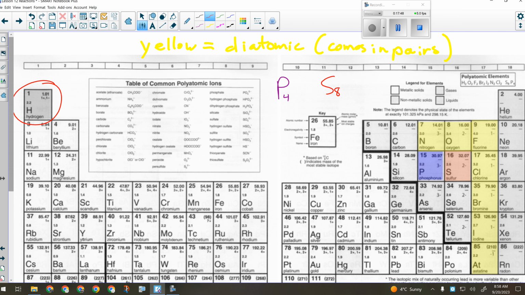So the good news is that they're all together, and they make kind of a 7 over there on the right-hand side of the periodic table. So those ones there, and then you've got phosphorus and sulfur. Hydrogen's over here by itself.